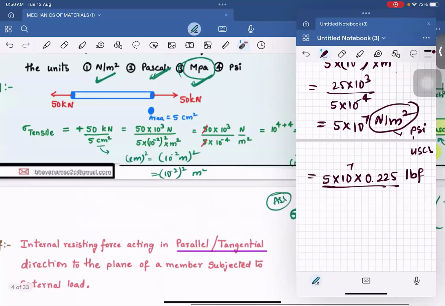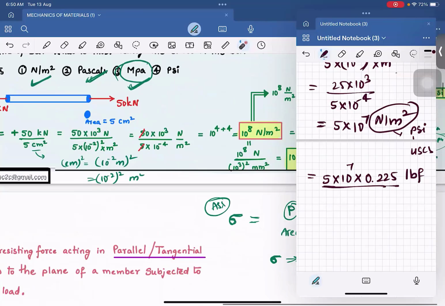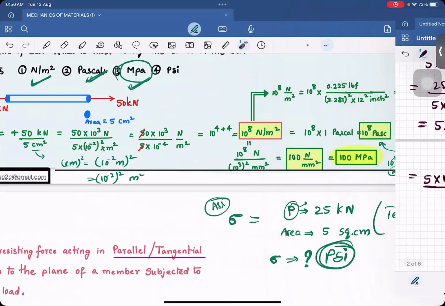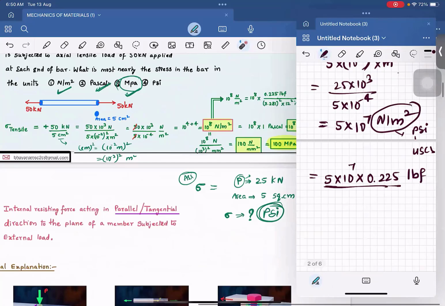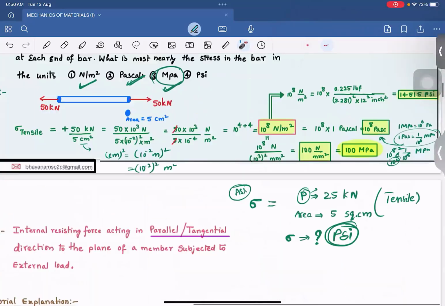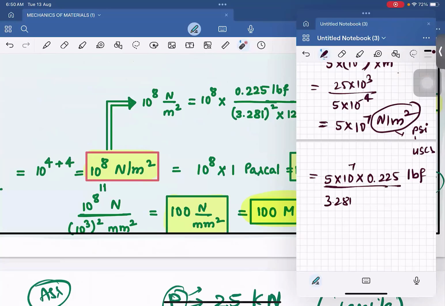1 meter is 3.281 feet. 3.281 whole square. The factor has to be squared. Don't forget this. Into, now I got the feet square, 12 square, into 12 square will give me the inch square. So just feed the data in the calculator again.